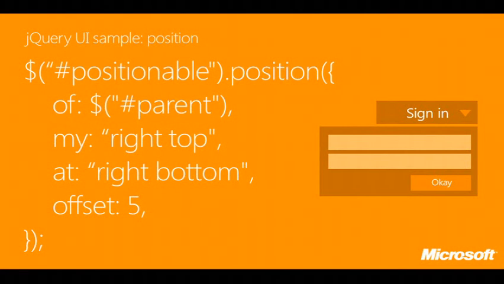With jQuery, that's really simple. You just use the position utility. So you say position it of the parent at my right top, align that to the right bottom of that button with an offset of 5 pixels. There's a lot more you can do with this, but this is a very common use of it.